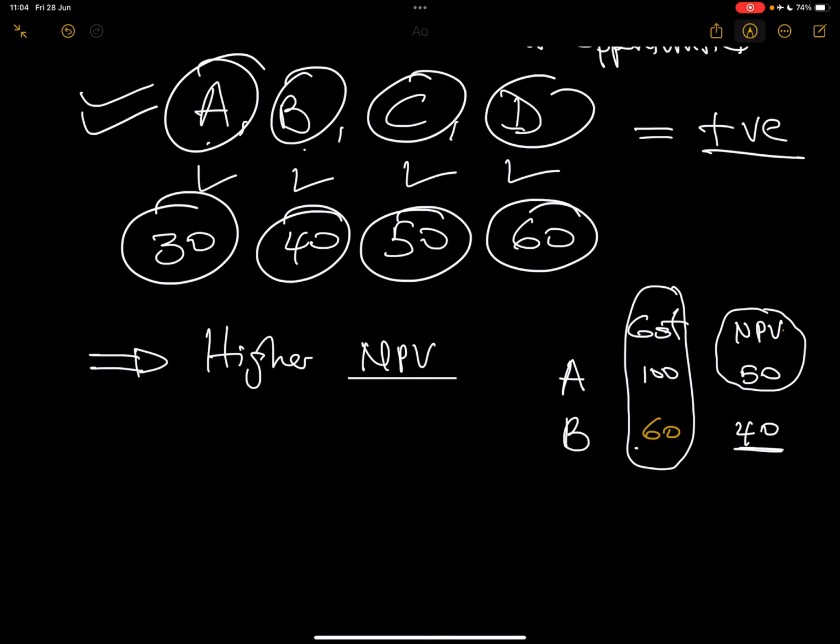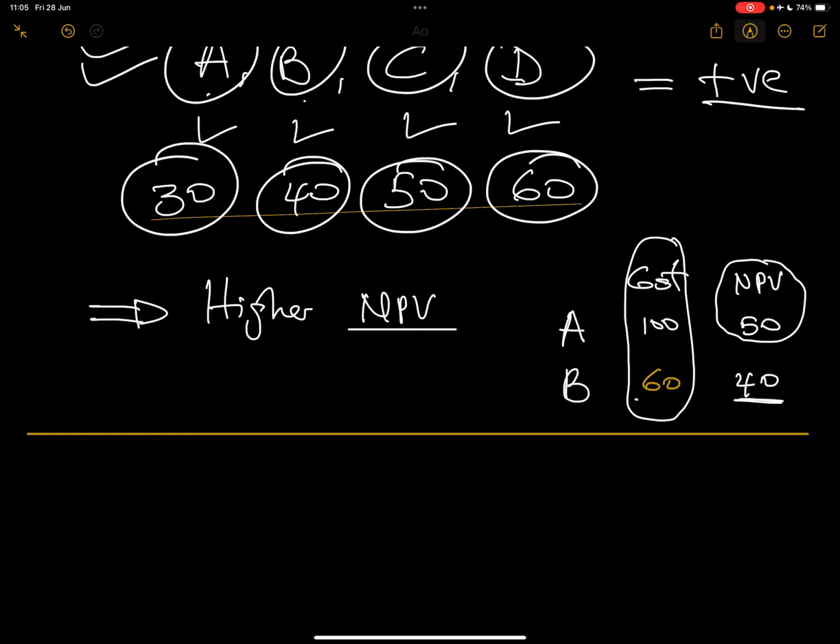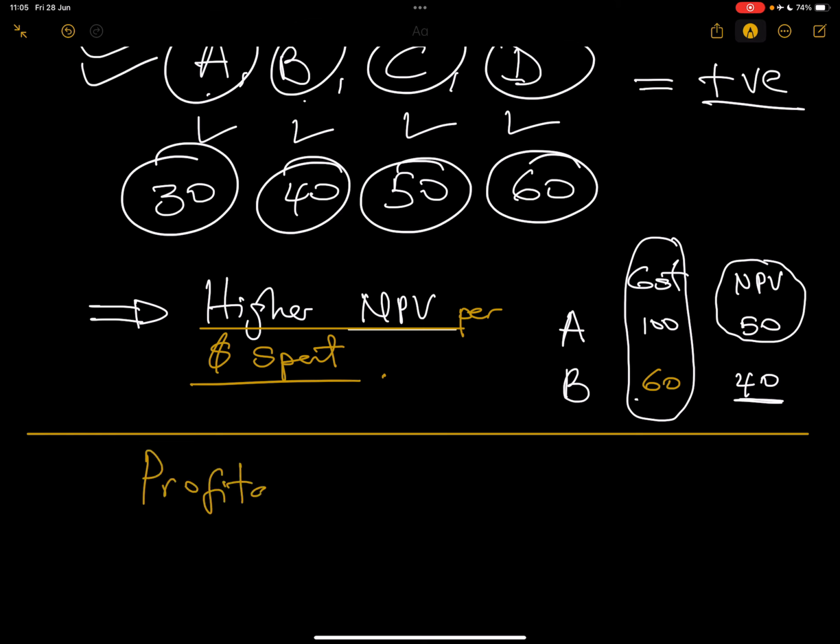So you can't look at NPV in isolation. You now need to consider the input. So invariably, what you are saying is that it's not only higher NPV, but higher NPV per dollar spent. So you are looking for an investment that will give you a higher NPV for every $1 you spend. And that is the concept of profitability index.